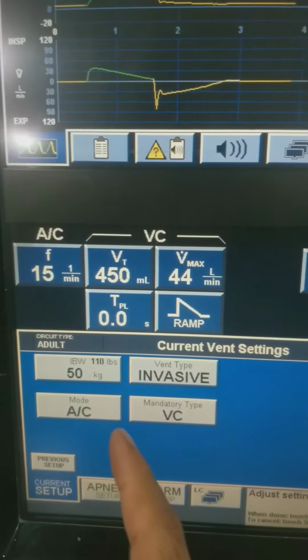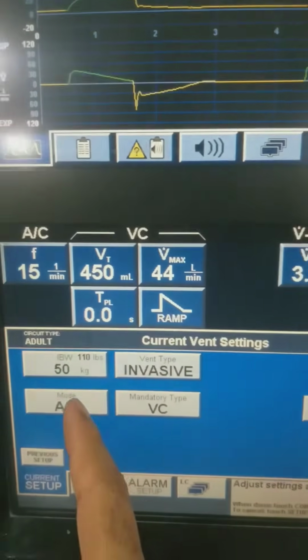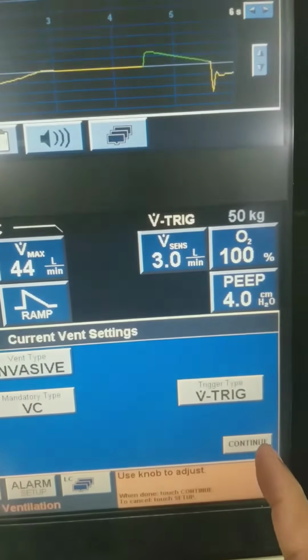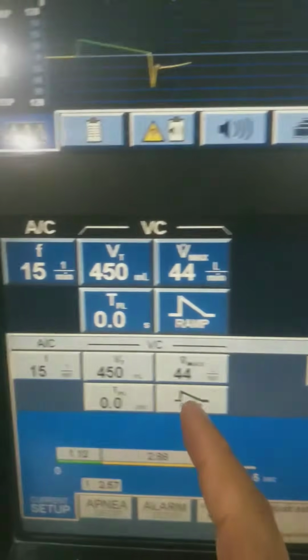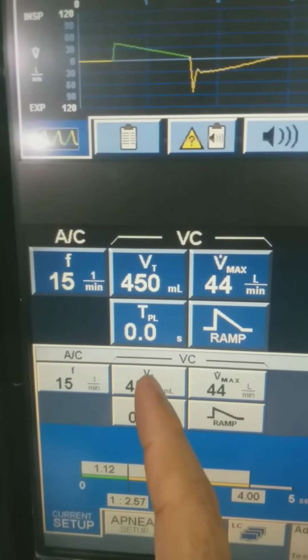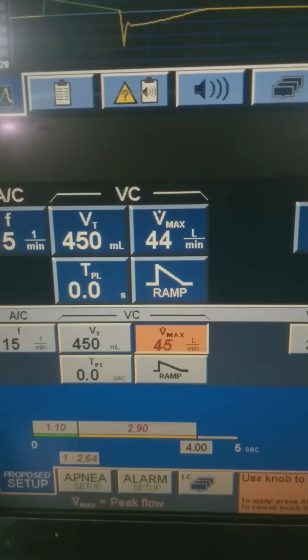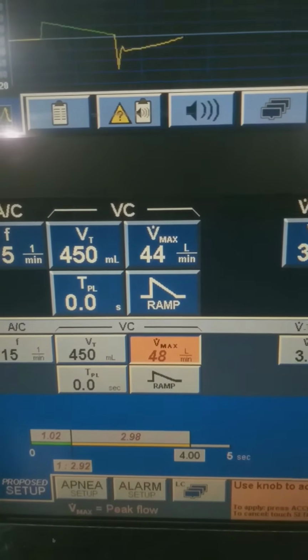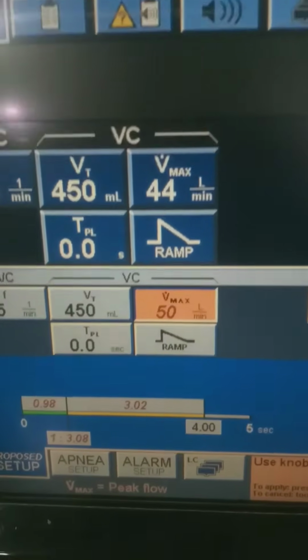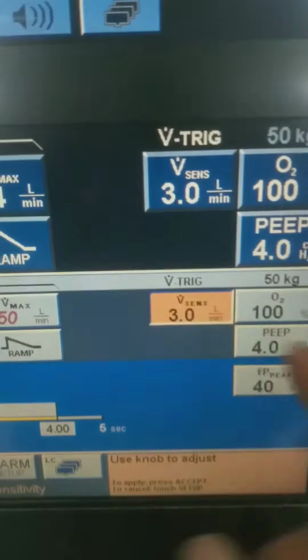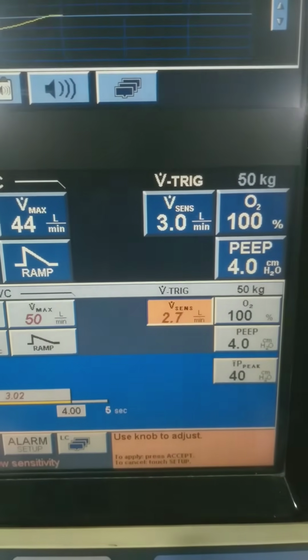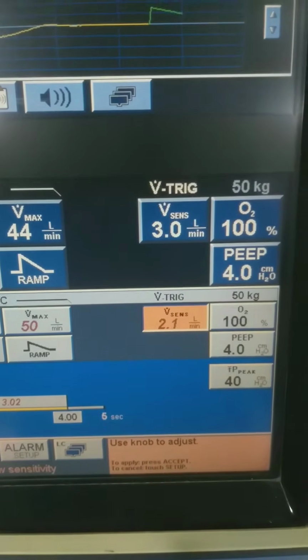This is the main board where we select the mode, and we have selected the assist control, volume control. So rate, tidal volume, which is minute ventilation, then flow rate. Now look at this. If we change the flow rate, it also changes the IE ratio, which is downwards. This is the IE ratio. In the green you have inspiration. Now these are the triggers.